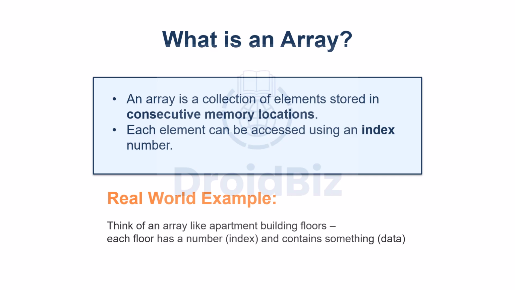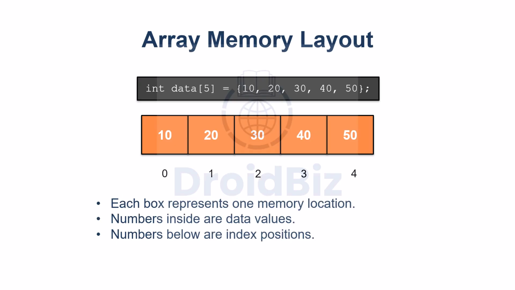When you want to find something in the apartment building, you use the floor number. When you want to find data in an array, you use the index number. This simple concept of organizing data with numbers makes arrays incredibly useful for storing and accessing information quickly in your programming projects. Now, let's see how arrays actually look in computer memory.